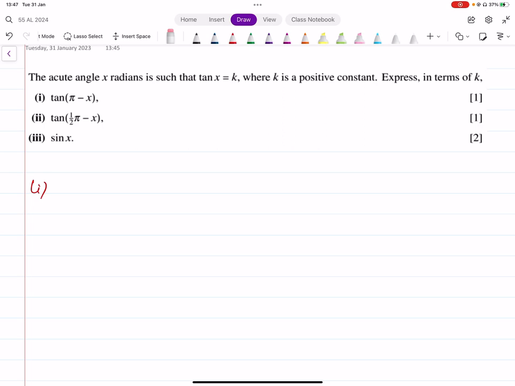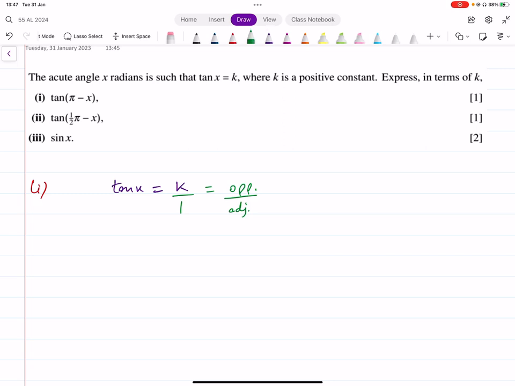Let's see how this is going to work. Tan of x equals k. Let's write that down here first. Tan x equals k. How is tan defined? Opposite over adjacent. That is how tan is defined. Now, if we say the side opposite x is k, what about the adjacent? We can say that's 1. There is nothing in the denominator, so we can put 1 in its place.